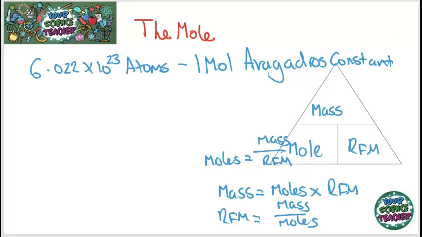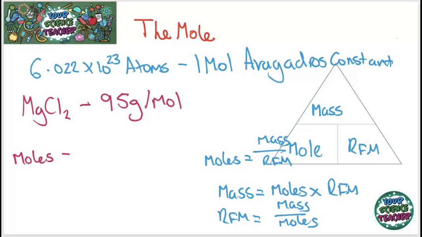So let's stick with magnesium chloride because we looked at it a second ago and we worked out that the relative formula mass of magnesium chloride is 95 grams per mole. So what happens if I want to work out how many moles are present in, say, for example, 10 grams? What I would need to do is moles equals the mass, which is 10 grams, divided by the RFM, which is 95 grams per mole.